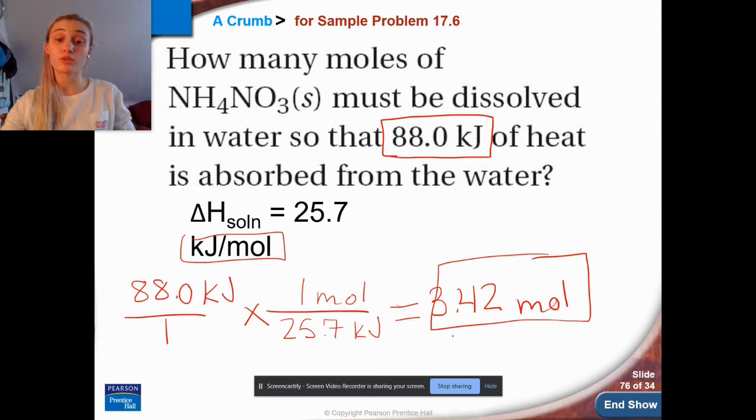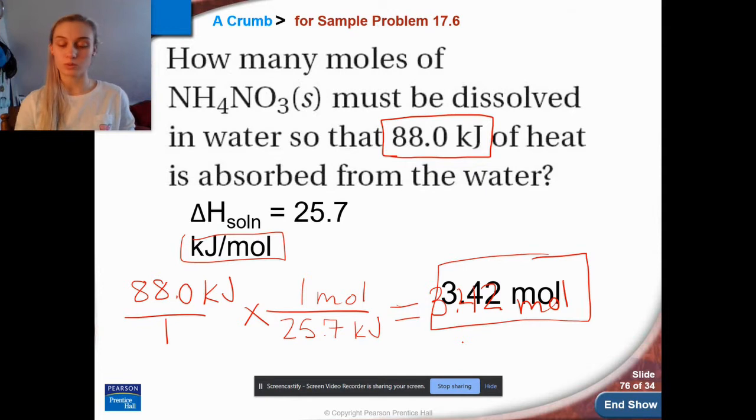So 3.42 moles. Let's see if we're correct. Oh my god, I wrote it in the exact place it popped up. That's kind of funny. But yes, so it's 3.42 moles exactly. So we're good.